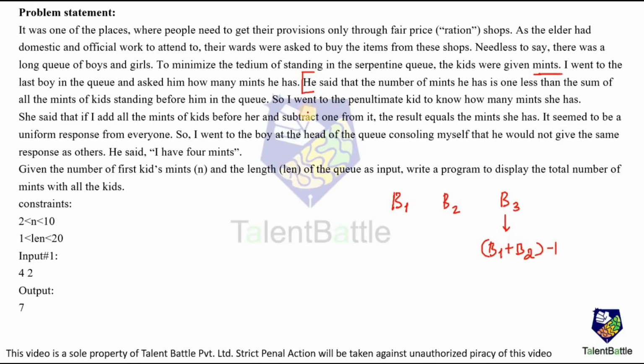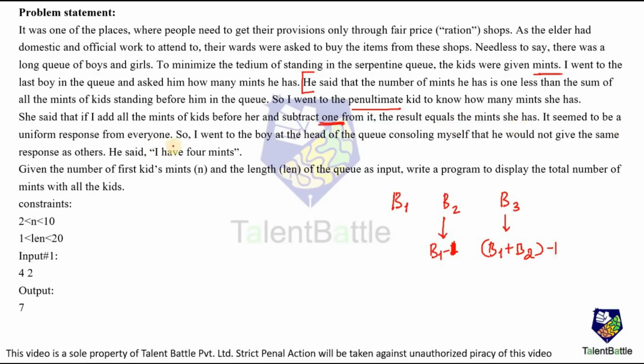Right? Then I went to the penultimate kid. Penultimate means last but one. How many mints does she have? So she said that if I add all the mints of the kids before her, there is only B1, and subtract 1 from it, right? So for B2 I can write down the condition B1 minus 1, because it is mentioned subtract 1 from it. The result will be equal to the mints she has.